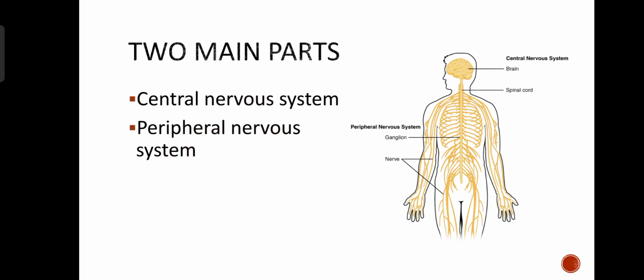There are 2 main parts of the nervous system: central nervous system and peripheral nervous system. The central nervous system, this one, the brain plus spinal cord, is called the central nervous system. Brain plus spinal cord. The peripheral nervous system includes all the nerves that are present throughout your body. All the nerves. Peripheral nervous system, all the nerves; brain plus spinal cord, central nervous system.